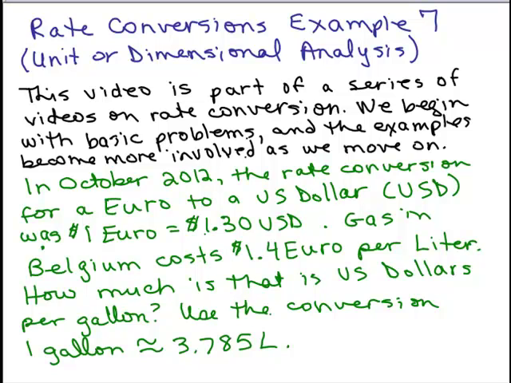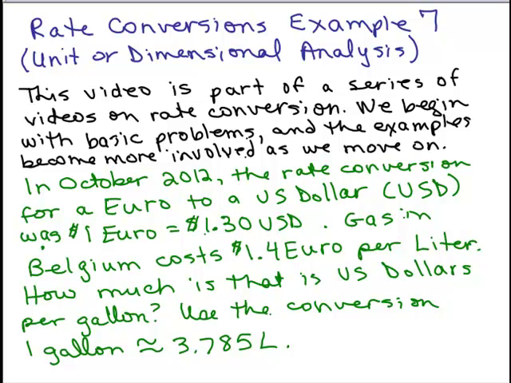This is example 7 of rate conversions. We're going to do this problem here. I'm making this video in October 2012, so I looked up this information on the internet. The rate conversion for a euro, which is the kind of dollar they use in Europe, compared to a US dollar, which is what is used in the United States, the exchange rate was 1 euro is the same as $1.30 of a US dollar. So if you buy 1 euro over there, one of their dollar bills, it costs $1.30 in US dollars.